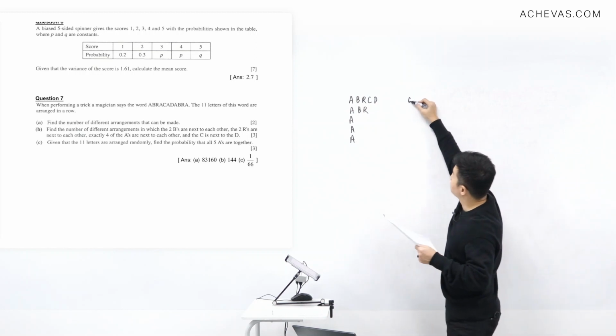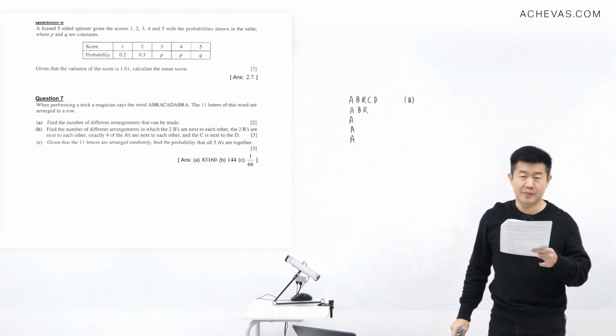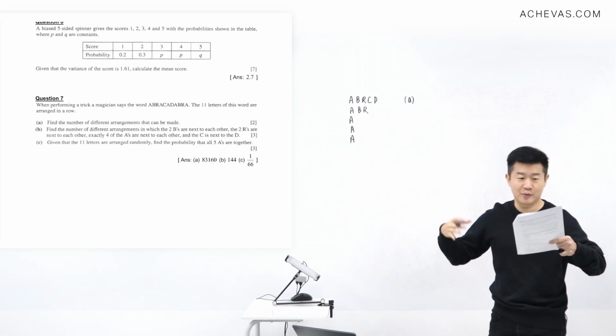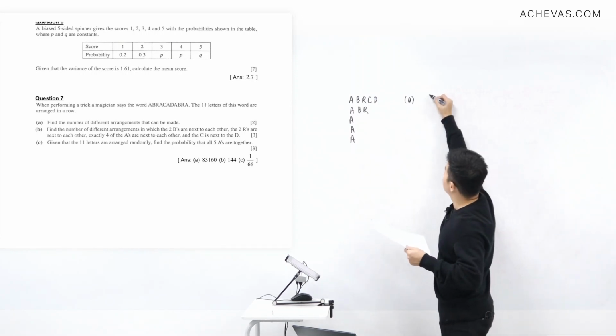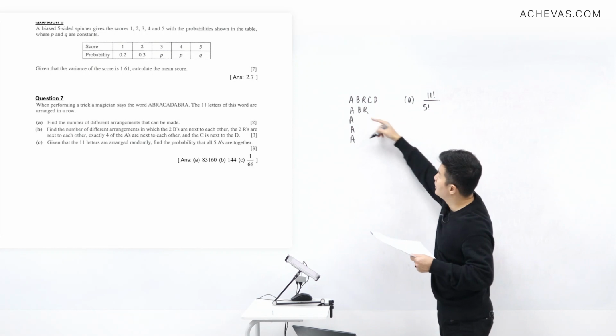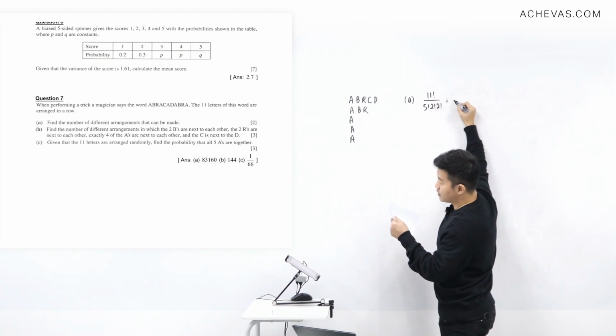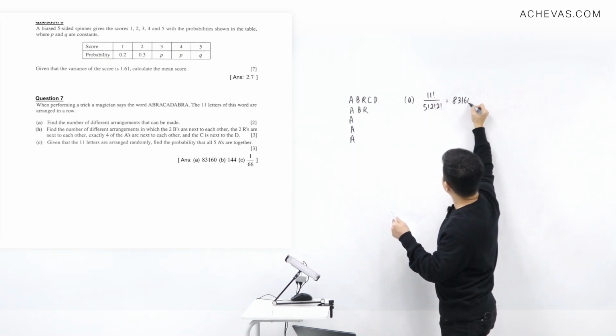So part A, we are supposed to find the number of different arrangements that can be made. We will be able to arrange all the 11 letters, so it's going to be 11 factorial, and within these 11 letters, there are 5 A's, so divided by 5 factorial, 2 B's divided by 2 factorial, 2 R's divided by another 2 factorial. This will be equal to 83160.